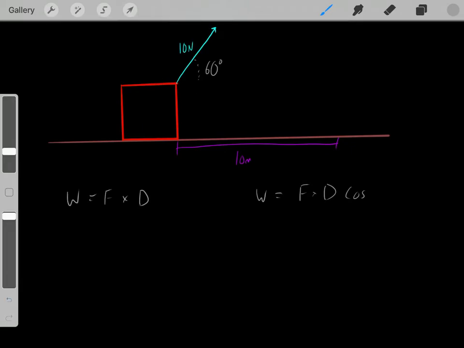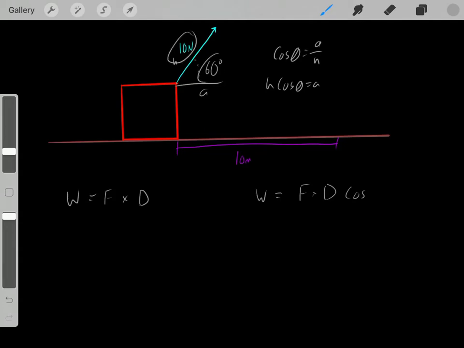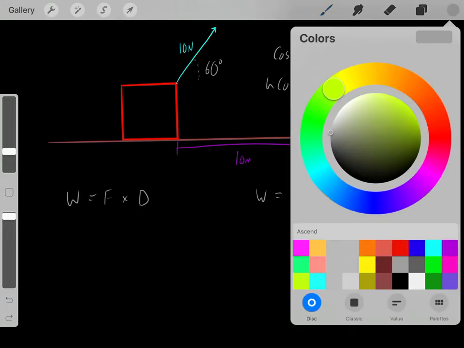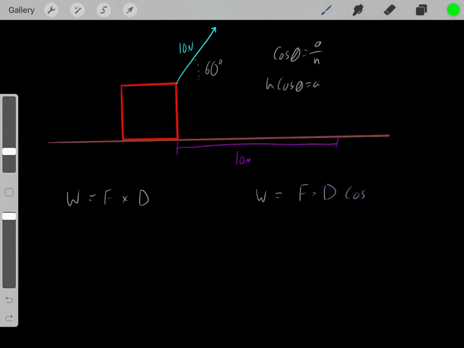So if we were to use a little bit of trigonometry, we know cosine theta equals adjacent over hypotenuse, so therefore hypotenuse times cosine theta equals adjacent. Representing this force as a triangle, this would represent the hypotenuse and this would represent the adjacent. So now we know the hypotenuse and the angle, so we could plug these in to find the adjacent. Plugging in 10 and 60 degrees, we would get 5. So this would be 5 newtons.